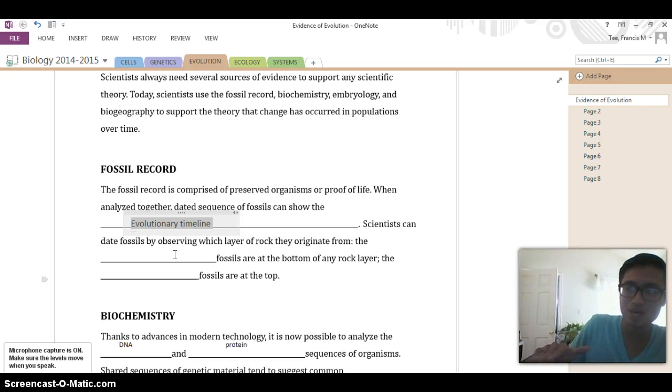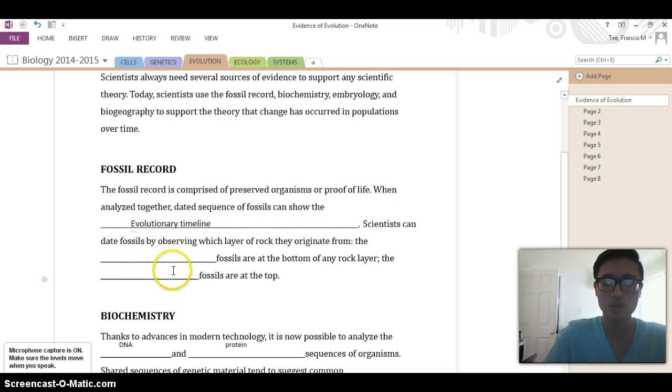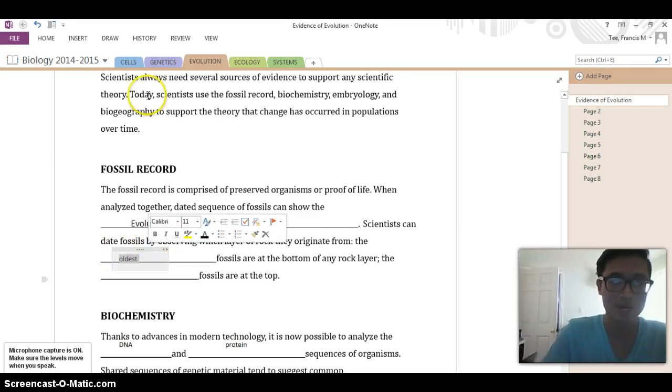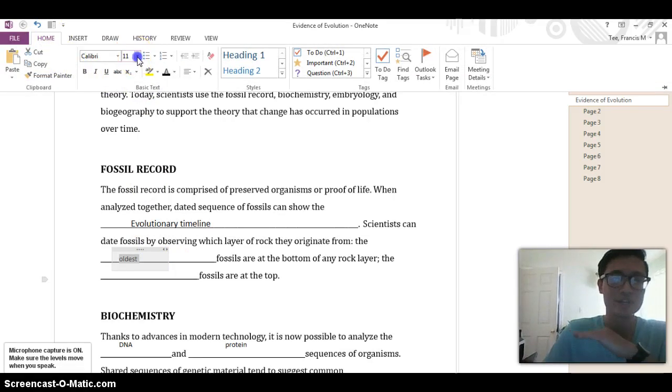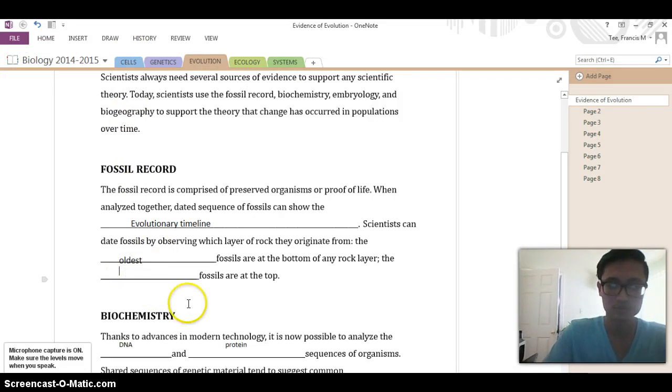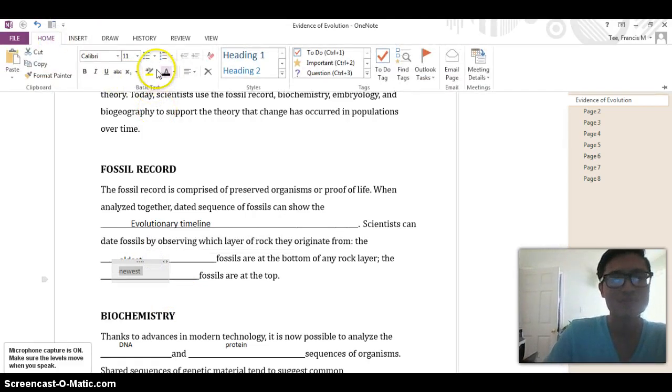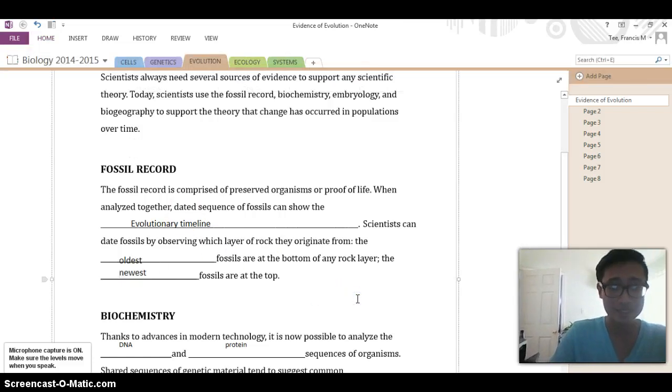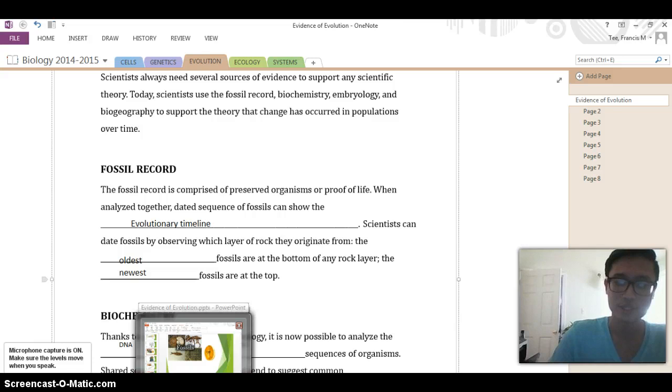So if we're at the very bottom layer of rock, are we going to have old fossils or new fossils? Okay, so if we're at the very bottom, we should have older fossils. Okay, so the oldest fossils are going to be at the very bottom, while when we go up to the very top, that's going to have our newest fossils. So oldest at the bottom, newest at top. Most of you guys have probably known this for quite some time, right? Maybe even middle school or even elementary school, right? So let's go back to our PowerPoint. We have evolutionary timeline, oldest and newest.